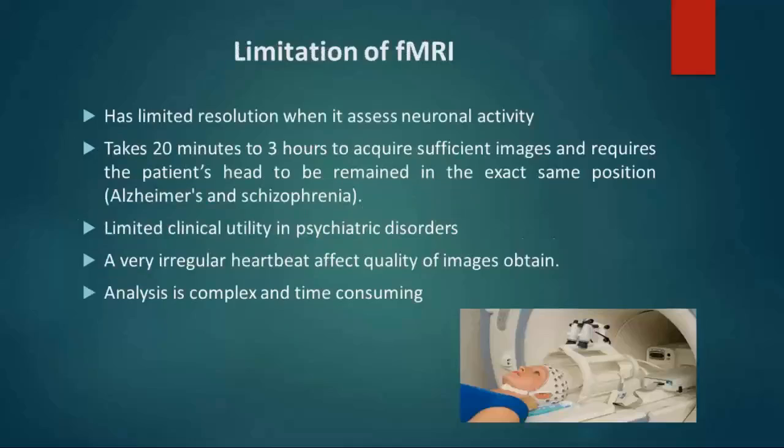So we go on to talk about the limitations of the functional MRI. The functional MRI has limited resolution when it assesses neural activities, and it takes 20 minutes to 3 hours to acquire sufficient images, and it requires the patient's head to remain in the exact same position. So imagine patients with Alzheimer's and schizophrenics who have been asked to take functional MRI.